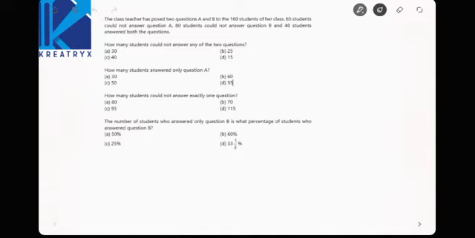See the first one. The class teacher has posed 2 questions A and B to the 160 students of her class. So totally how many students are there in the class? 160. 65 students could not answer A. 80 students could not answer B and 40 students answered both the questions. Okay, so let us draw the Venn diagram.